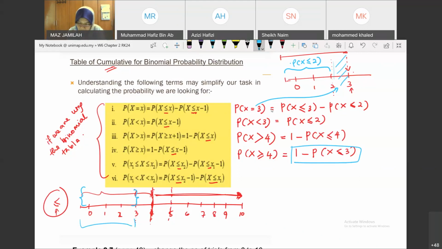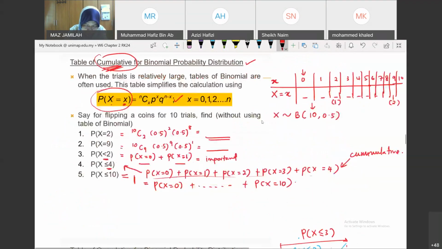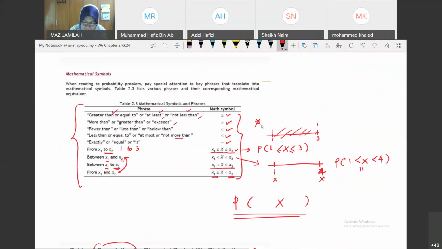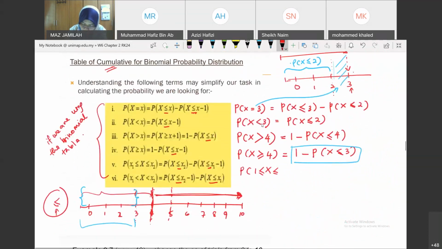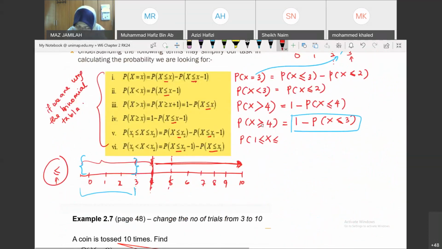Now, the next term will be the probability of x from, let's say, 1 until 3, or the phrase just now including 2. Let's say 1 until 3.